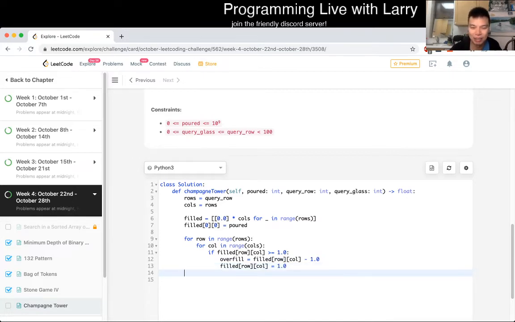But before, so overfill is that, and then we fill row plus 1 col is equal to overfill divided by 2.